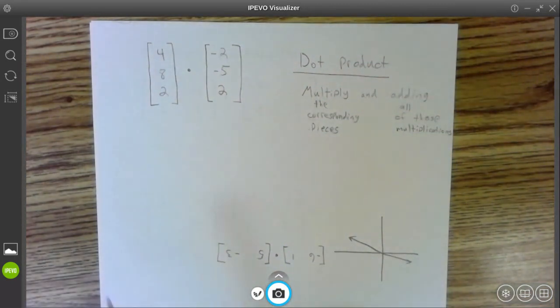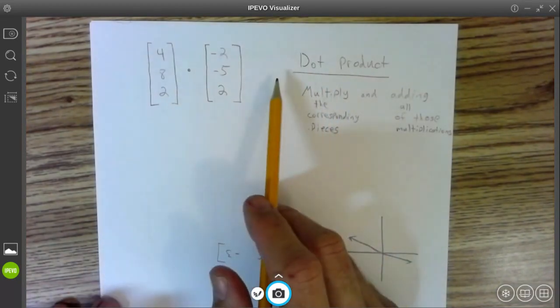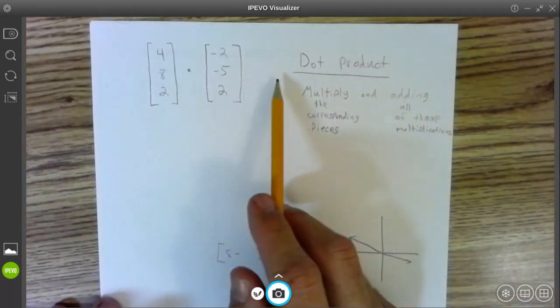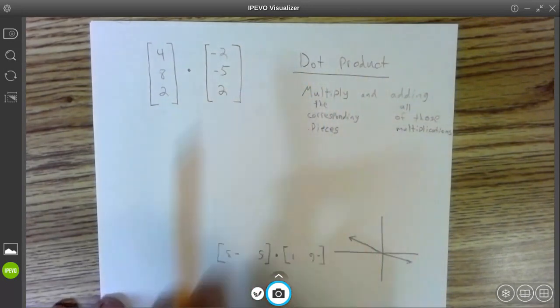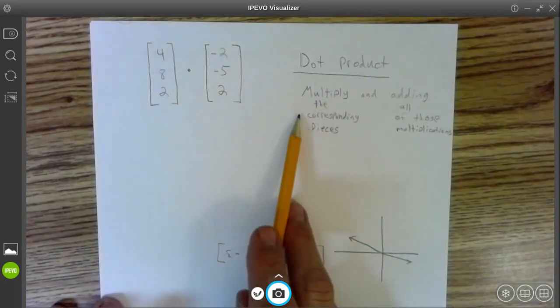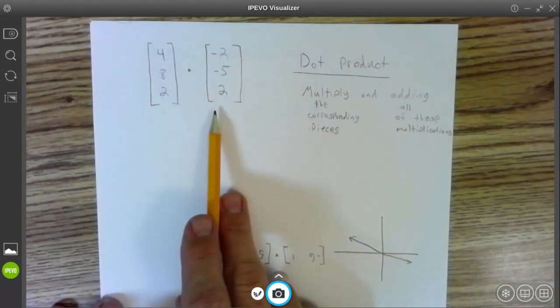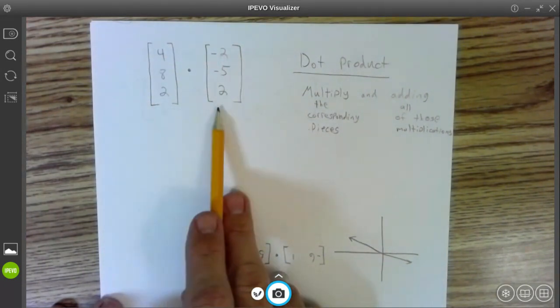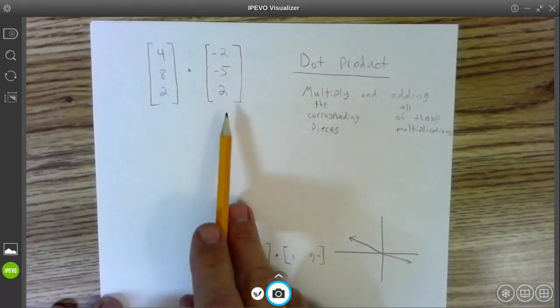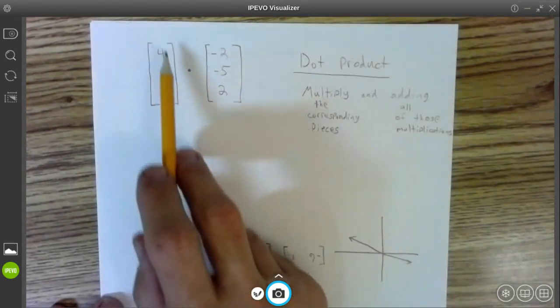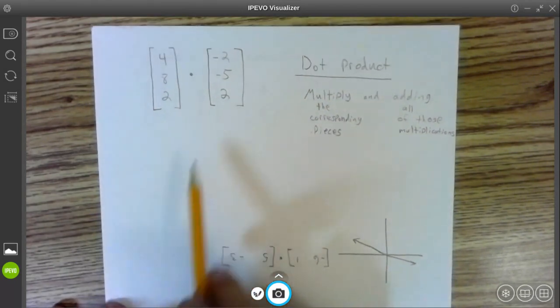So before we can multiply matrices, we're going to talk about how to find the dot product because they are related. The dot product is a way of taking two sequences of numbers. Notice here they're equal in length. That has to be true. In order to do the dot product, the lengths have to be the same.